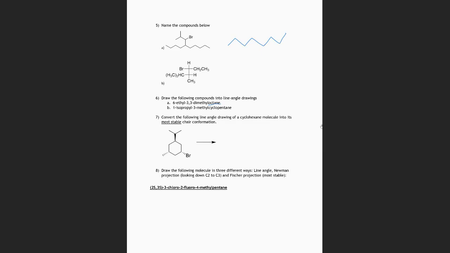We have an ethyl in the 6th position. I'll say 1, 2, 3, 4, 5, 6. And we have 2 methyls in the 3, 3 position. Like so. Okay? Going from name to line angle isn't as confusing as going from drawing to name.